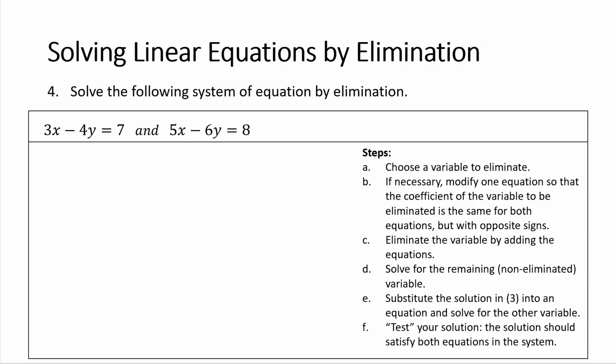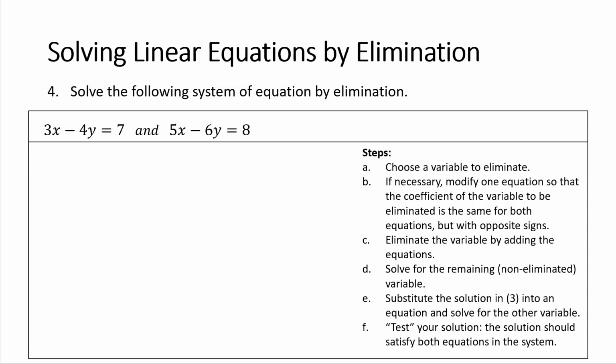This next example, you have 3x and 5x, also negative 4y and negative 6y. Now, you could choose to multiply one of those equations by a fraction in order to line up your coefficients for either the x or the y, or you can modify both equations by multiplying. Let's modify both equations, because I know some of you don't really like fractions too much. So let's choose what to eliminate.